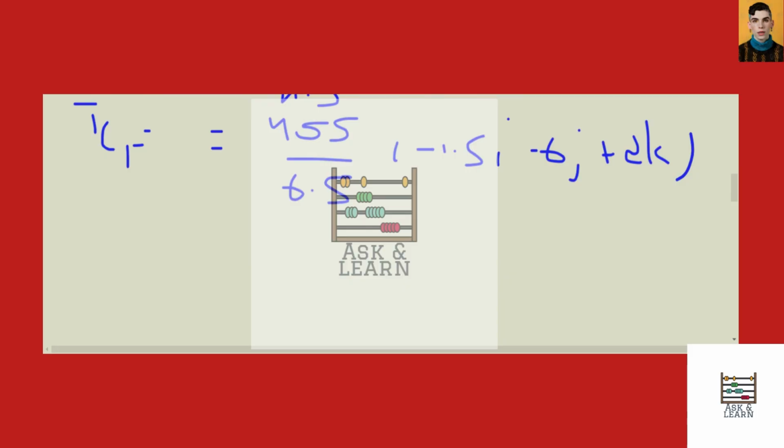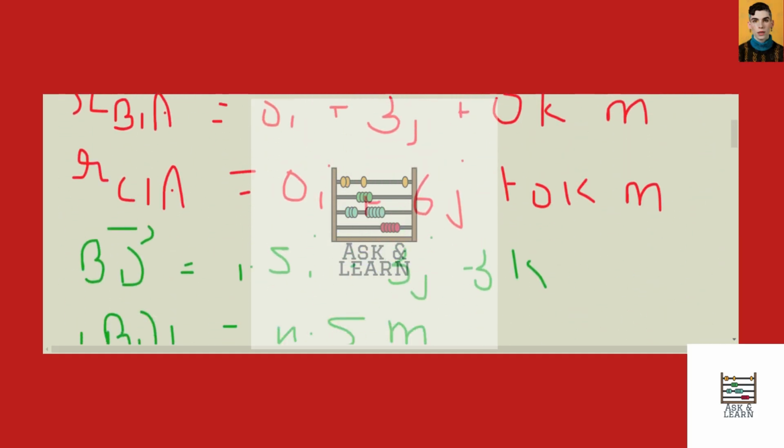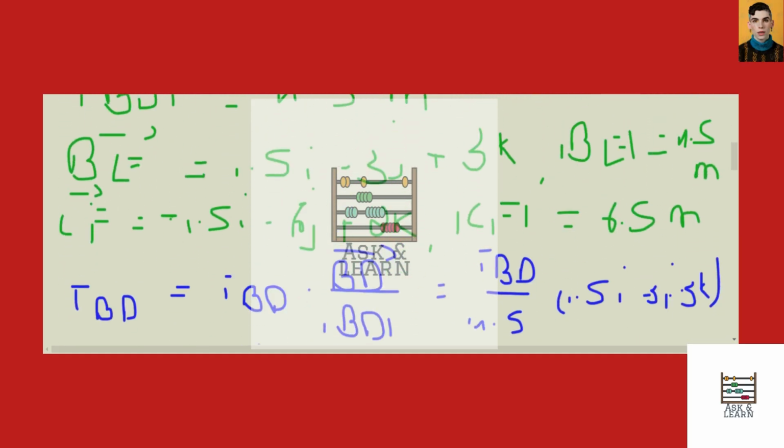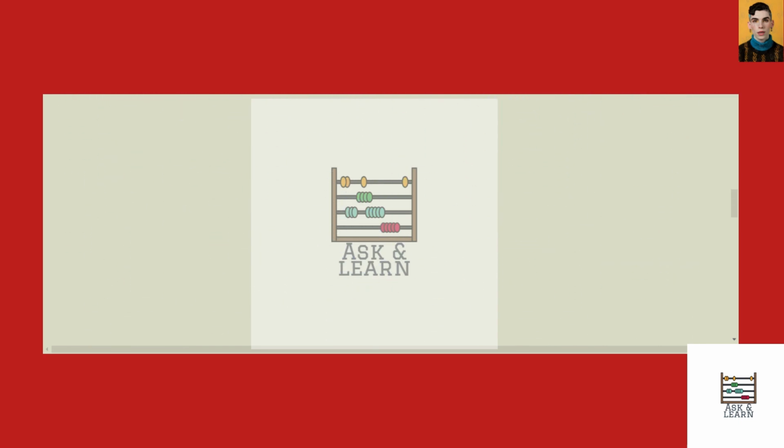Okay. Now in the next step, we know the sigma MA is equal to sigma R cross F is equal to 0. So here we are going to take the cross product of R and F, as we are having R over here, RBA and RCA, and the F are TBE, TBD, and TCF. So all the equations we are having, and we are going to take the cross product.